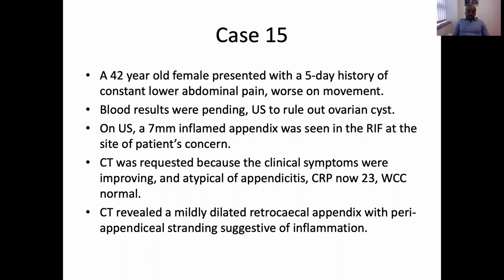So case 15, a 42-year-old female presented with a 5-day history of constant lower abdominal pain. The pain was worse on movement. Blood results were pending at the time of ultrasound. So the patient was sent for an ultrasound, but the blood result had not arrived yet. They wanted us to rule out an ovarian cyst that might have been causing the pain. We performed an ultrasound, and there was a 7 millimeter inflamed appendix seen in the right iliac fossa, which was right at the site of patient concern.